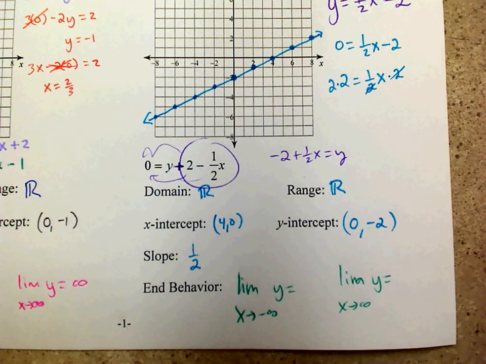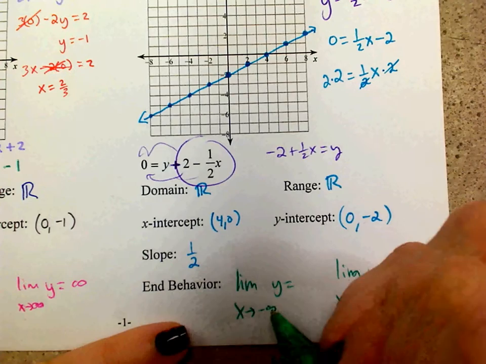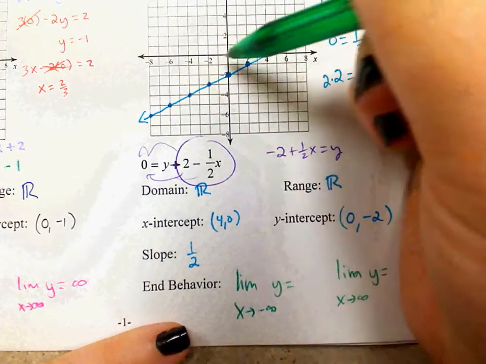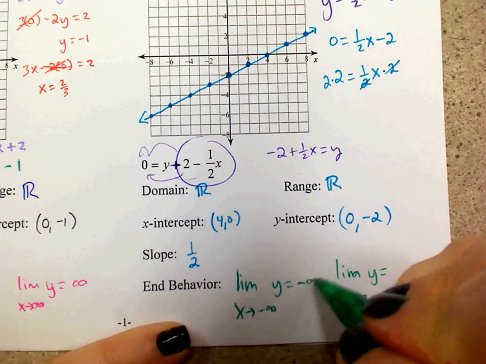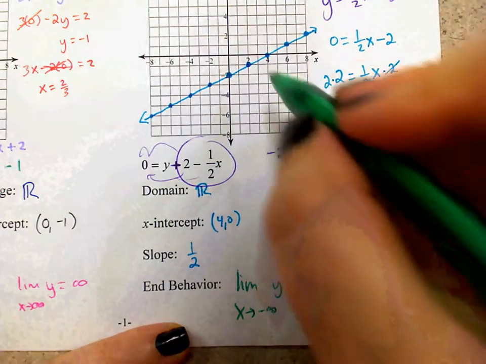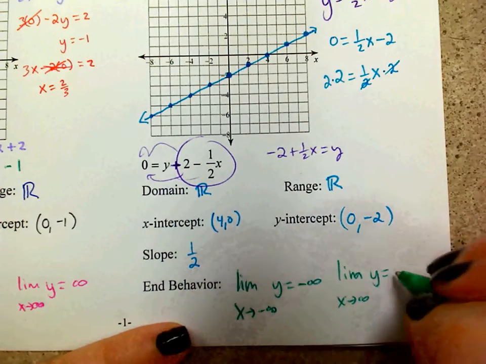I mean, it kind of makes sense when you think about the definition of the word limit. But anyway, as x goes to -infinity, y is going to -infinity. So that is -infinity here. And as x goes to +infinity, y goes to +infinity. So +infinity. And there we go on that page.